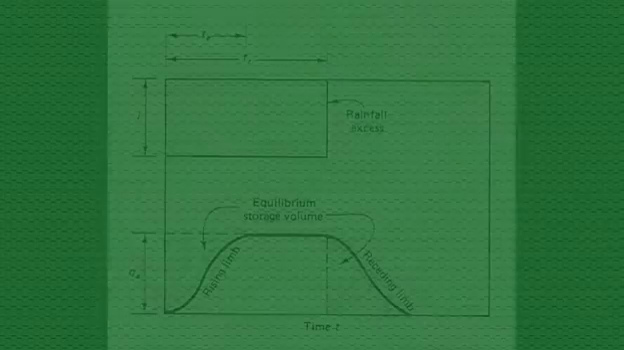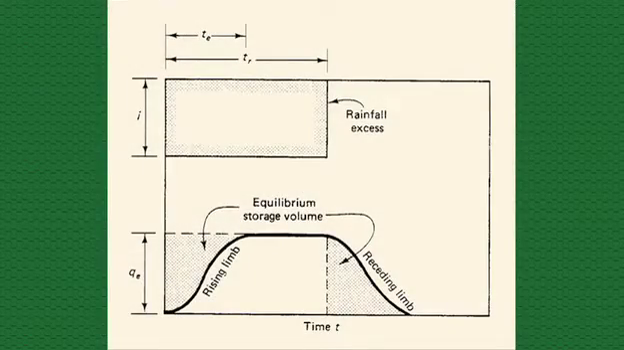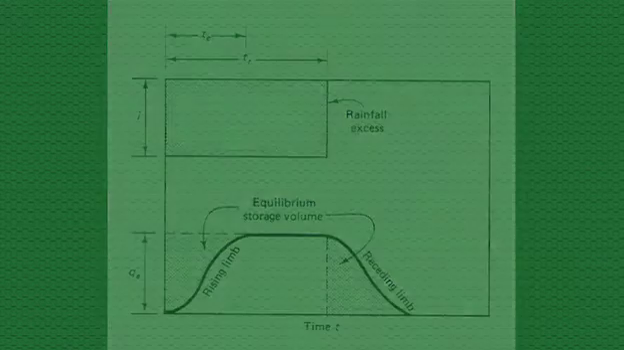The storage concept of overland flow is attributed to Horton. A sketch of the overland flow hydrograph is shown here. The equilibrium storage volume is the area above the rising limb and below the equilibrium outflow Q sub E. It is conceptually approximated as a triangular area as follows.